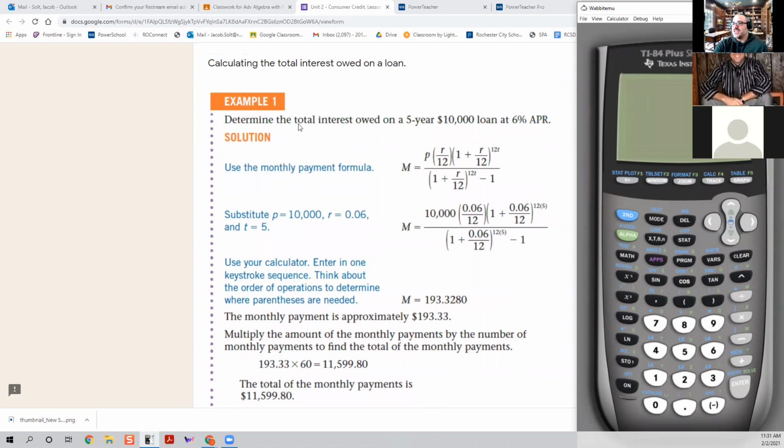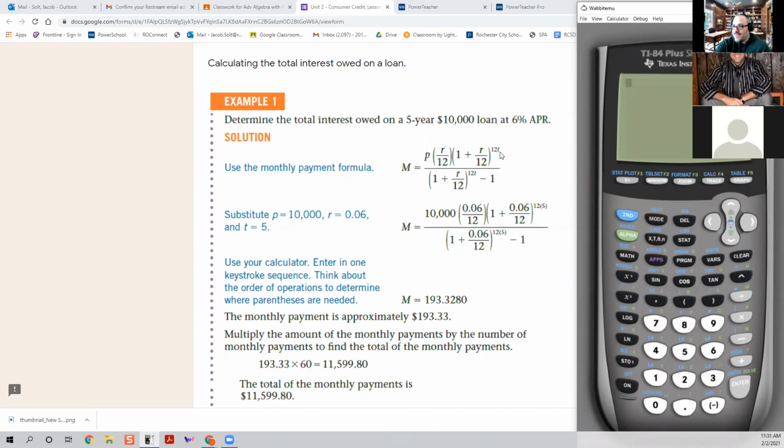So the situation is: determine the total interest owed on a 5-year, $10,000 loan at 6% APR. So remember, P is the principal. That's where the $10,000 goes in. R is the rate expressed as a decimal. So 6% becomes 0.06, right? Every time you see R, you got to put 0.06 in the formula, just like it is in these 3 places. R shows up 3 times in this equation. And then this 5 years shows up as T.